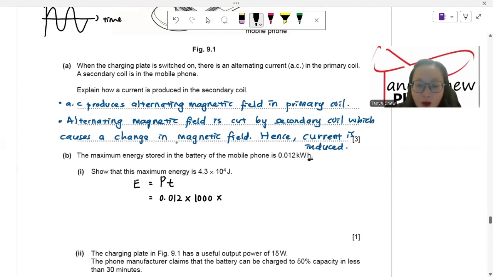And this is hour. You need to change to second. 1 hour has 60 minutes. 1 minute has 60 seconds. So after that, you should be able to get 43200 joules, or you round it off to 4.3 times 10 to the power of 4 joules.